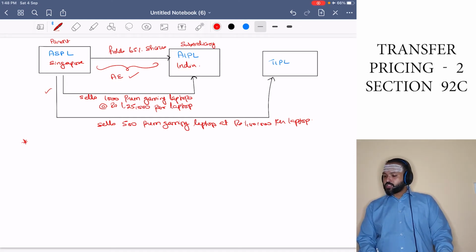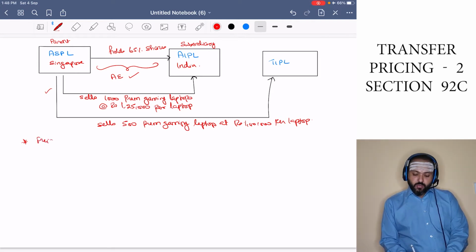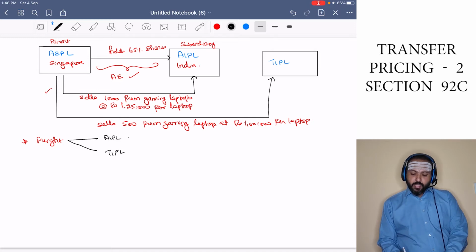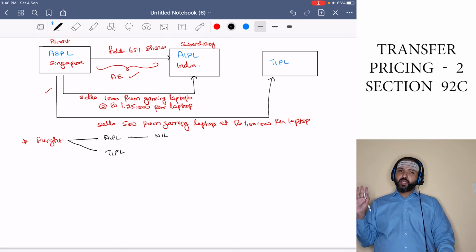Singapore is trying to tell the following. The freight cost for transportation to Acer India is borne by Acer India. So freight, okay, this is broken into two. One is for AIPL and the other one is for TIPL. AIPL cost is nil. Why? Because ASPL does not incur any freight cost for AIPL.